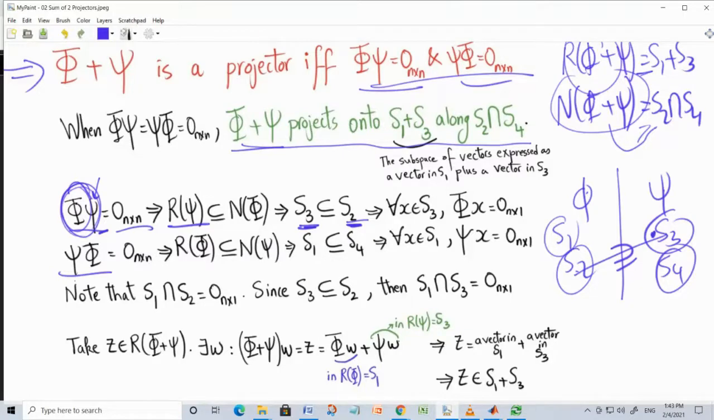Similarly, psi phi is equal to the all zero matrix, so the range of phi, the column space of phi, is living in the null space of psi, which means that S1 is a subset of S4. So what will happen if you take a vector in S1 and multiply psi by it? Psi multiplied by any vector in S4, the null space of psi, gives zero, and we are saying that S1 is a subset of S4. So if you take a vector x in S1, psi x is the all zero vector.